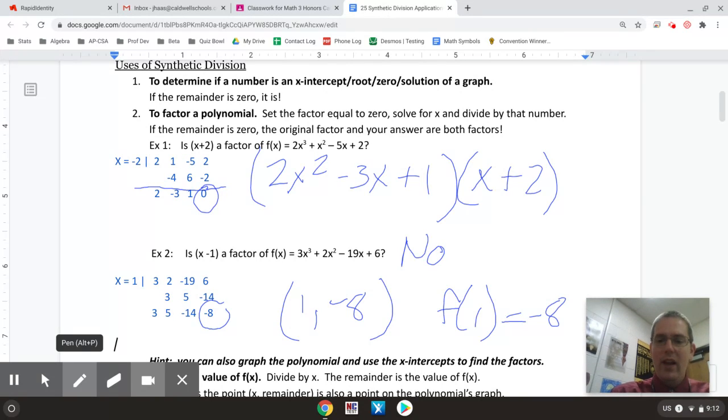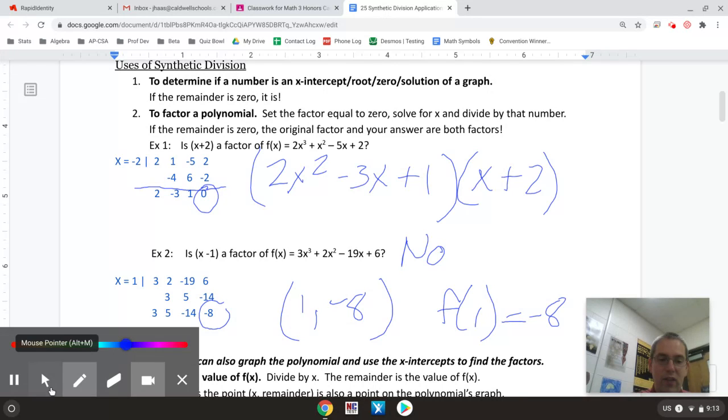And that gets us into our next section. The fact that you can figure out a value of f of x with synthetic division and divide it that way. We'll go ahead and work a few more examples on our next video.